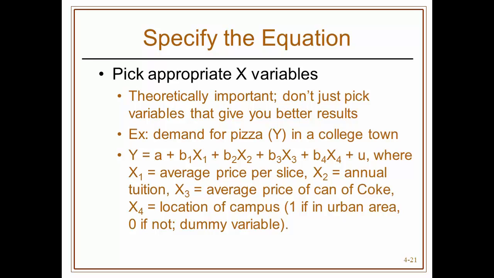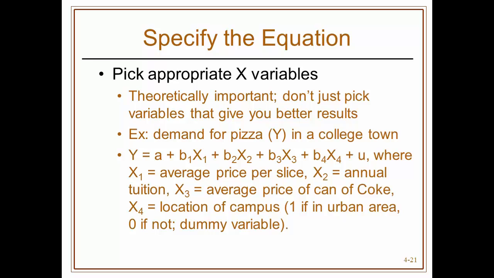I think about substitutes and complements, and here I've got a complementary good, the price of a can of Coke, as my x3 variable associated with a coefficient of b3. And you might also think, depending on where the campus is, there might not be a lot of other options for the students to pick other restaurants. And so you might say, well, I'm going to have a location variable, which we call x4, a dummy variable because it only takes on two values, a value of 1 or a value of 0.